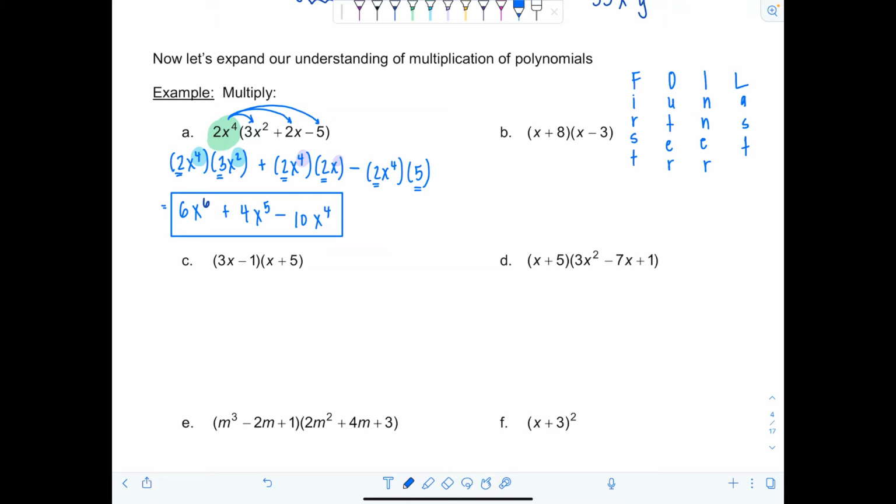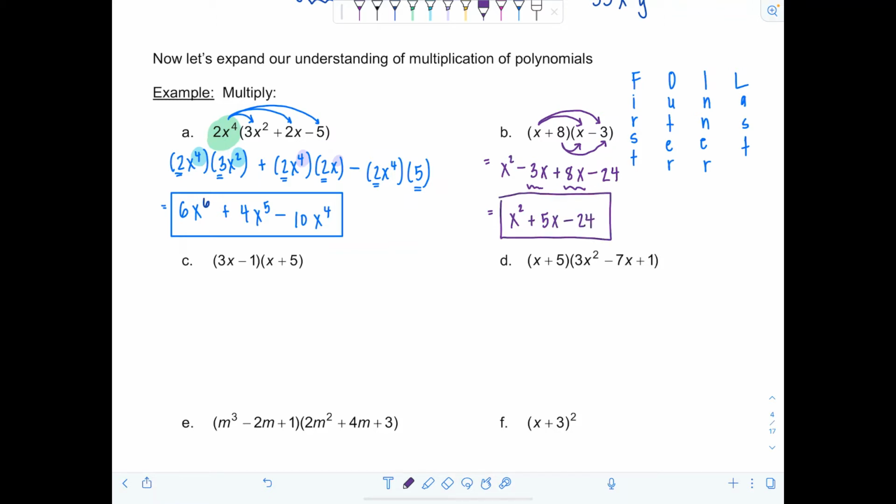So first product is going to be x times x, so that's x squared. Outer product is going to be x times -3, so -3x. Inner product is 8 times x, so that's 8x. And then last product, -24, 8 times -3. Should we box it? Only if you want to lose points. Notice we have like terms here, -3x and +8x. So combine those up, x squared plus 5x minus 24. Now we can box it, yes, yes, yes.